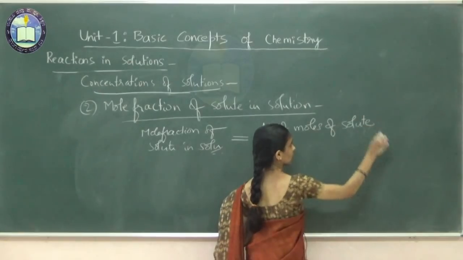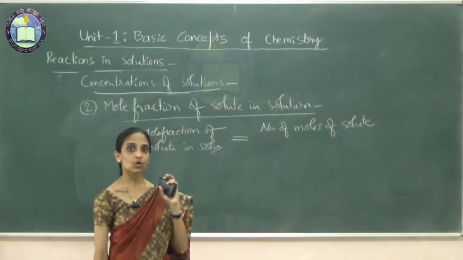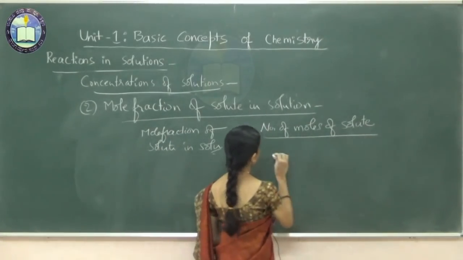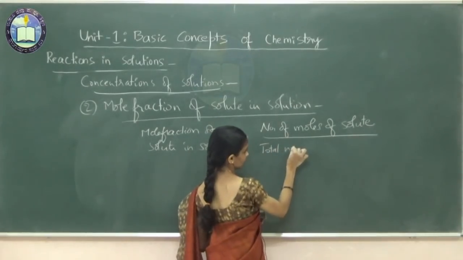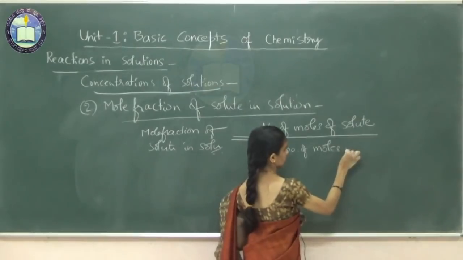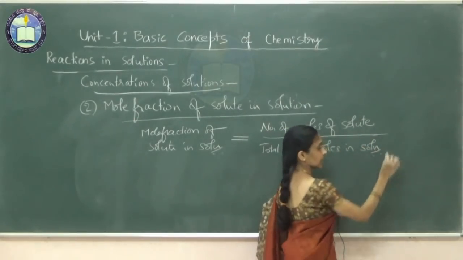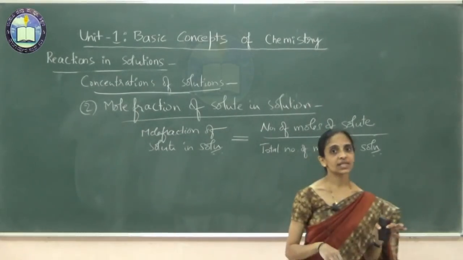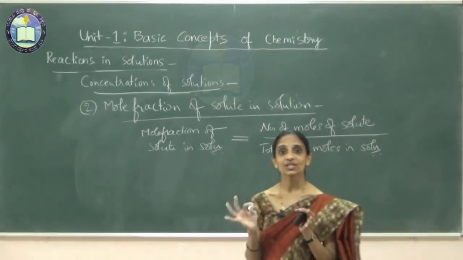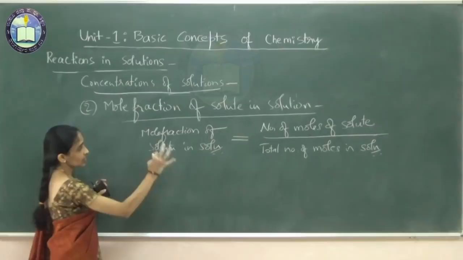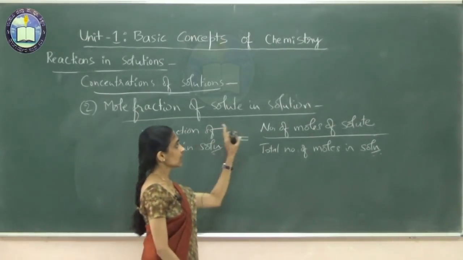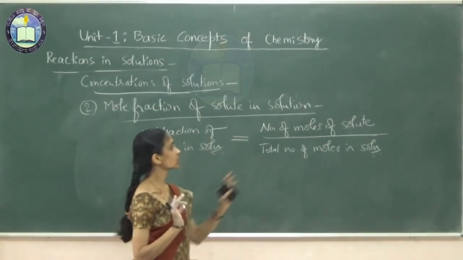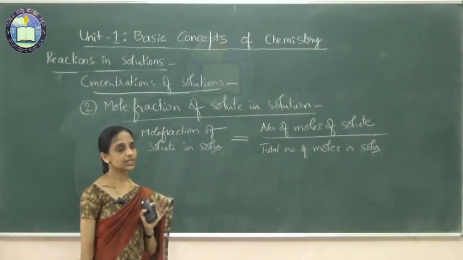So now you have to consider the quantity moles, not mass. Number of moles of solute divided by total number of moles in the solution. It includes both solute and solvent. And there is no multiplication by 100 now because this is not a percentage term. Okay, so this is the formula for mole fraction, number of moles of solute in the numerator and total number of moles of the solution in the denominator.